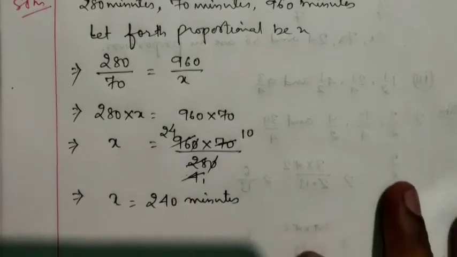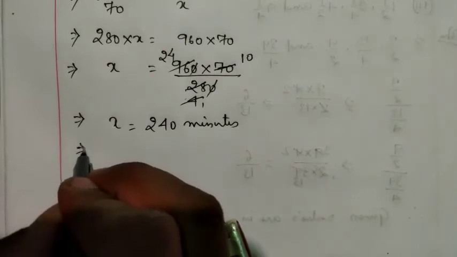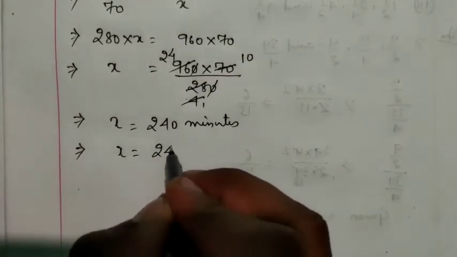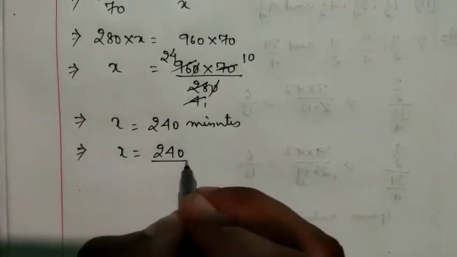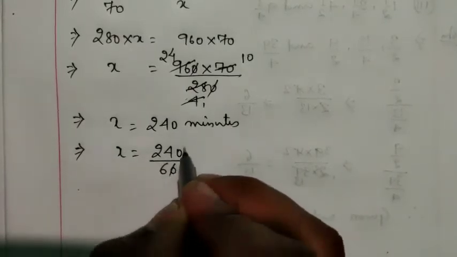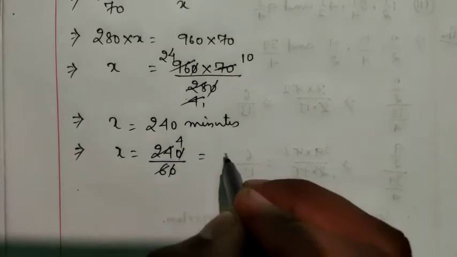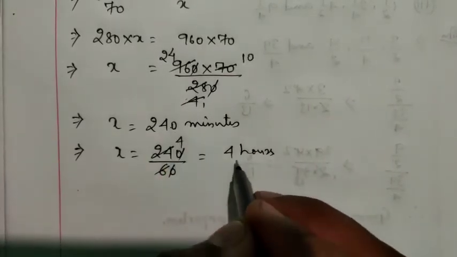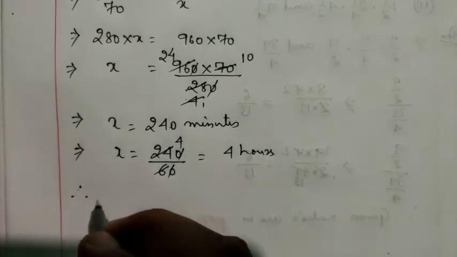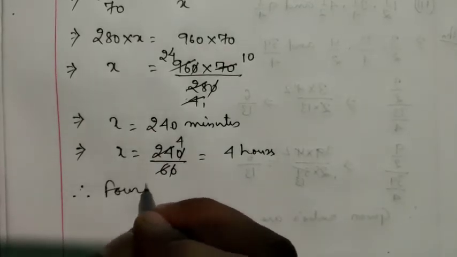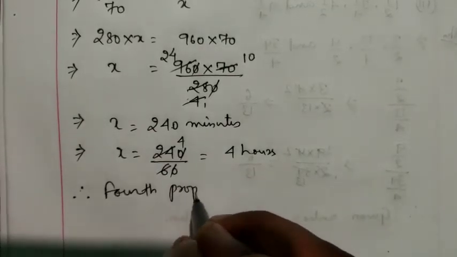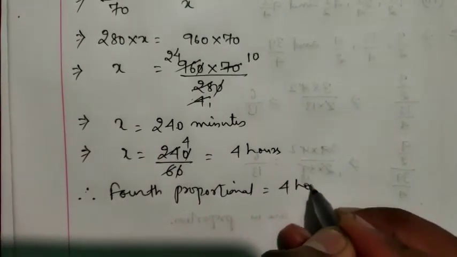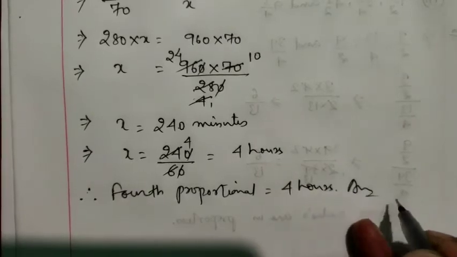You can leave your answer here also, or if you want to convert into hours, you can convert it. x will be 240 minutes. To convert minutes into hours, we will divide it by 60. 6 fours are 24. It will be equal to 4 hours. Therefore, we will write fourth proportional is equal to 4 hours. This will be our answer.